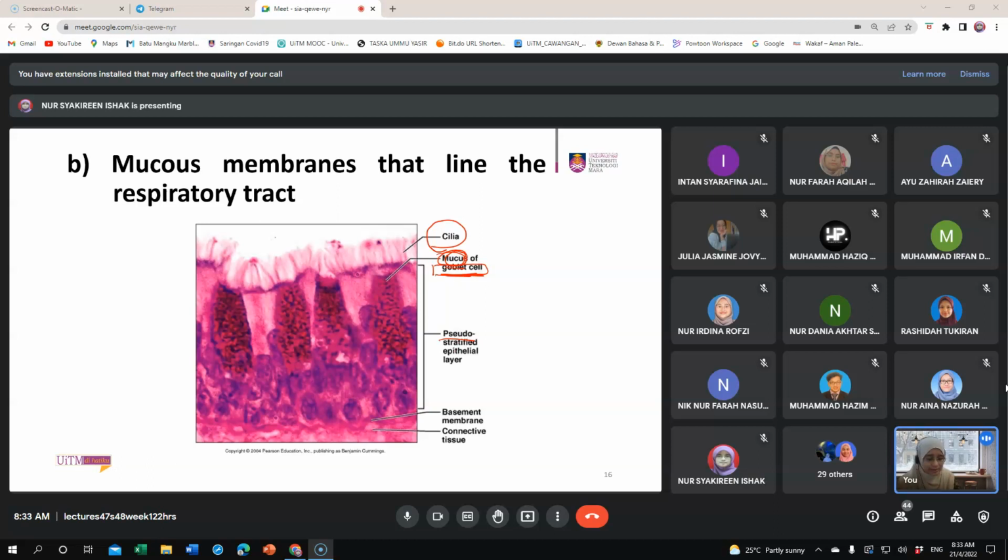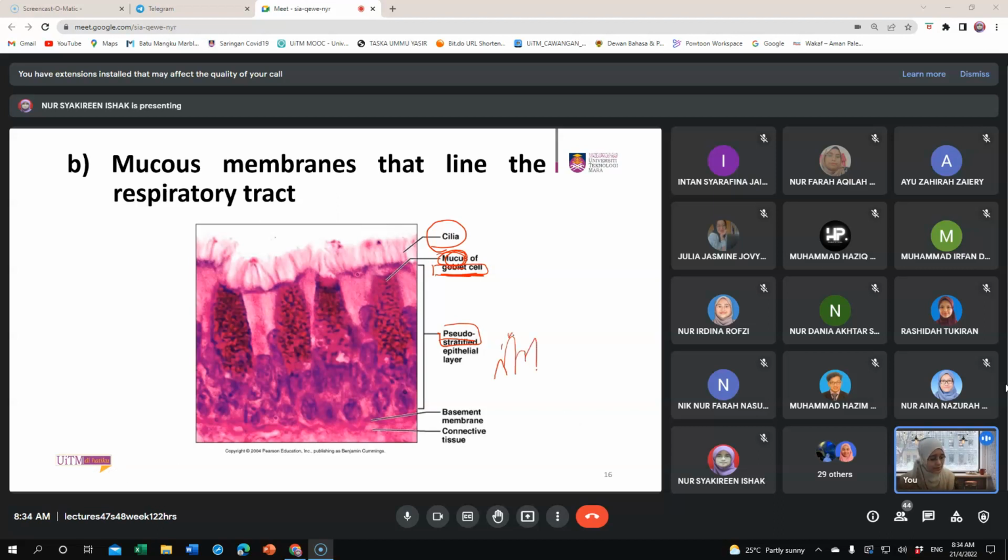Kita belajar dulu kan masa chapter 2 tak silap saya semester lepas. Okay, the different structure of cells kan. So kalau untuk pseudo-stratified ni is cells that is single layer but the cells are of varying height or length kan. So it seems that the tissue layer lining the trachea has many layers, but it is actually one layer of cells due to the different length of the cells. Okay, ada yang kecil, ada yang panjang, macam tu kan.